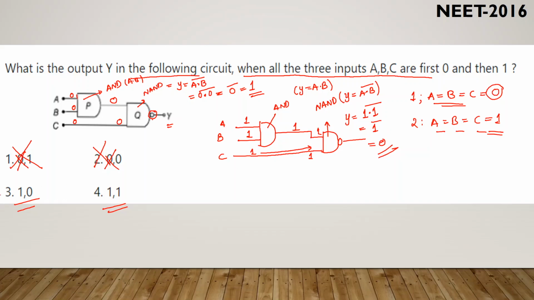So which one is the right answer? The third one is the right answer. For 0 input, I have got the output as 1. For 1 input, I have got the output as 0. So the correct option is the third one. I hope you understood. Let us move on to the next problem.